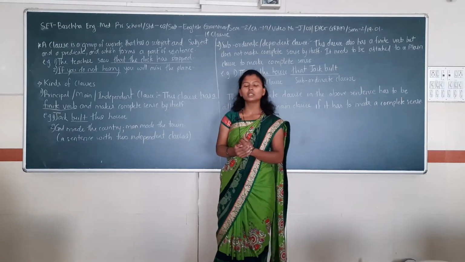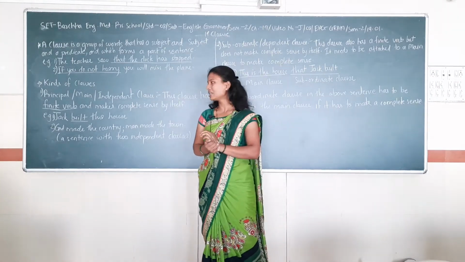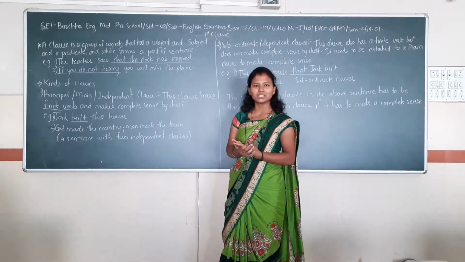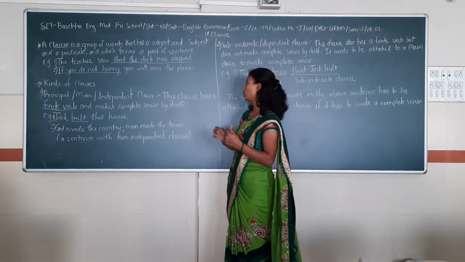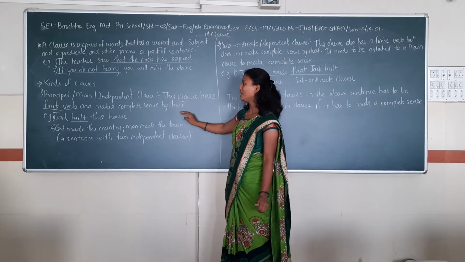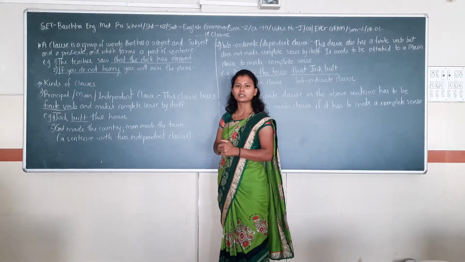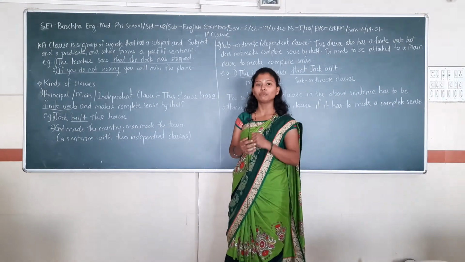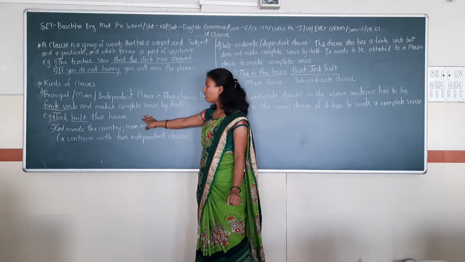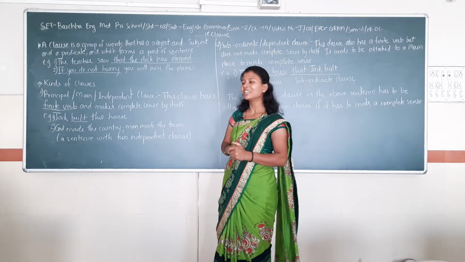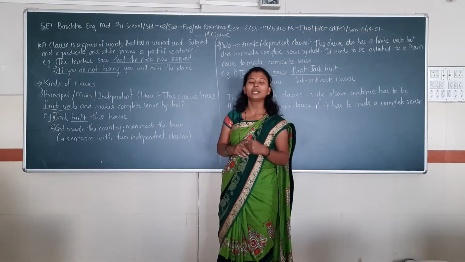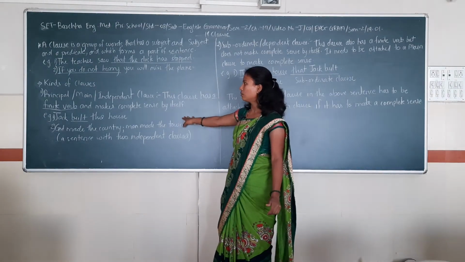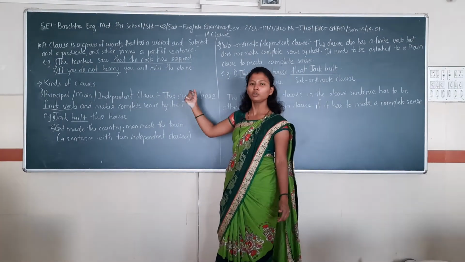So, see, there are kinds of clauses. First is the principal or main or independent clause. You can call it the principal or main clause or the independent clause. This clause has a finite verb and makes a complete sentence or sense by itself. So it means it should have a finite verb. See the example: Jack built the house. In this sentence, built is a finite verb which joins Jack and the house. So this is your principal or main or independent clause.